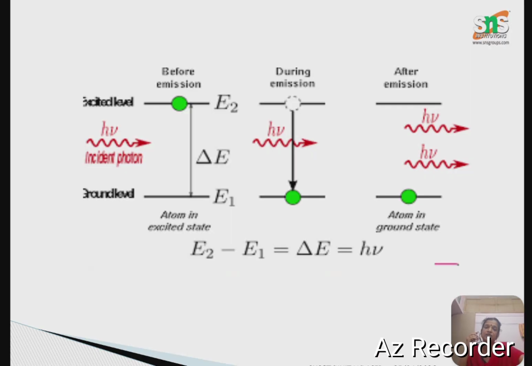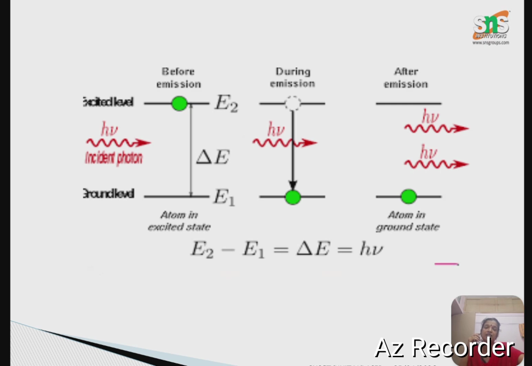So this picture shows when the atom is exposed to light, we have three processes, that is absorption, spontaneous emission and then the stimulated emission. So the absorption is nothing but the incident photon, in the atoms present in the ground state, absorbs some energy from the incident photon and moves to the excited state. This is called the absorption.